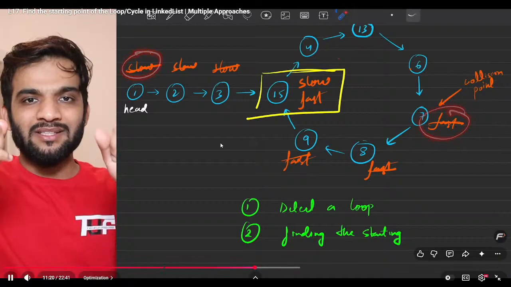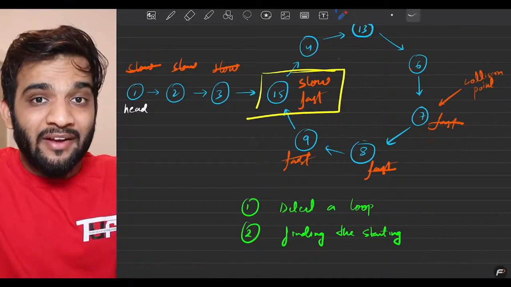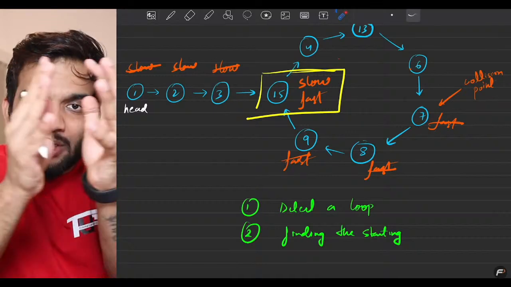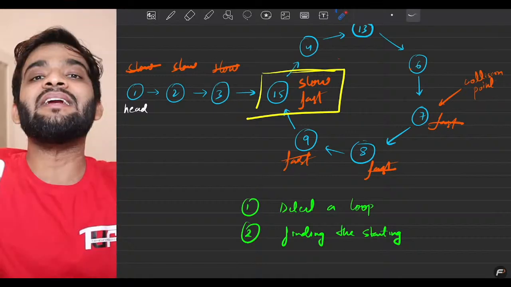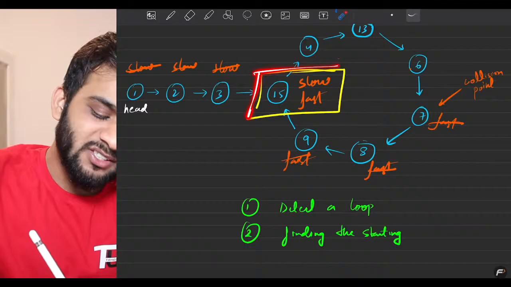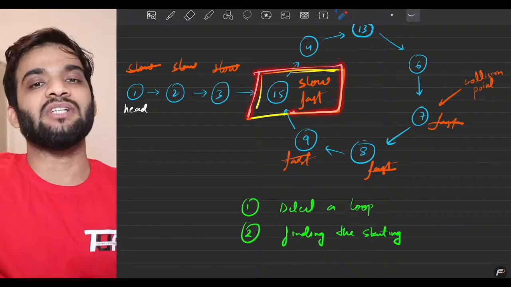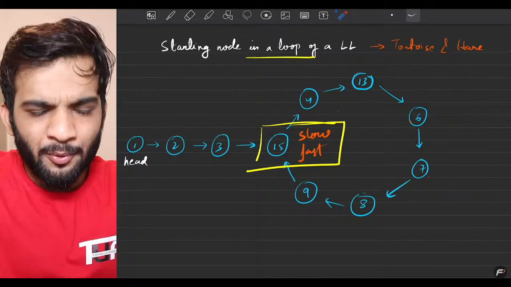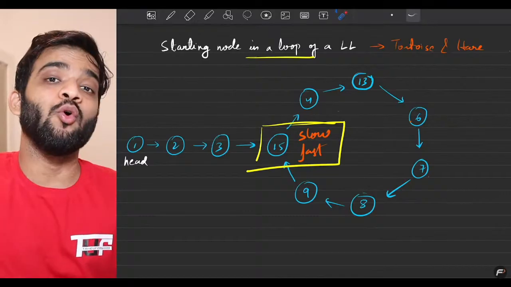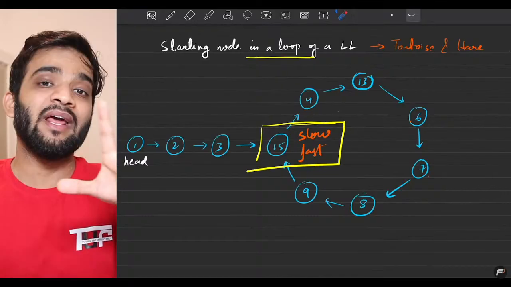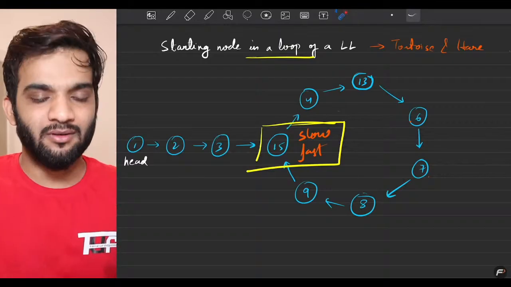By one step, one step, one step. And eventually they collide, and it is guaranteed that they will collide. The place or the node where they collide is your starting point. Got it? So before I move on to the intuition, I'll be writing down the code. Why? Because I want the code to be in your head so that when I explain the intuition, you can easily map it. Got it?